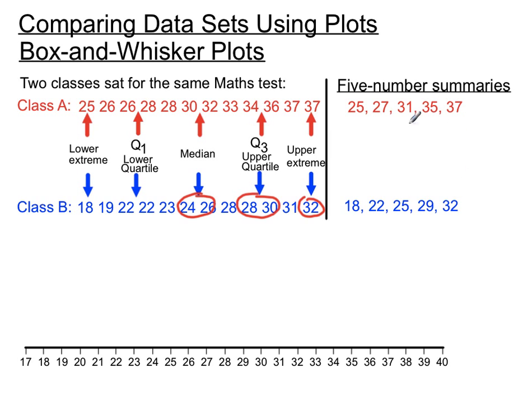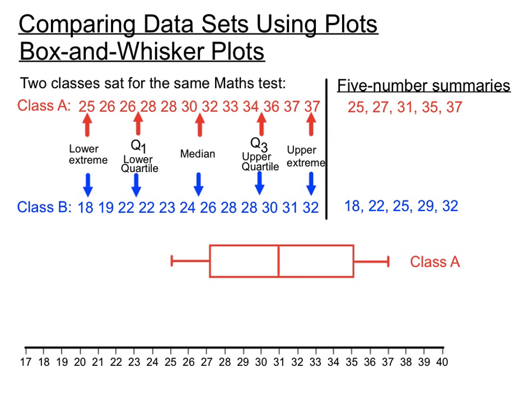So once we've got those 5-figure summaries, those are the numbers that go on our box and whisker plots, and if we carefully put Class A onto our grid here, and Class B, we can do some comparing quite nicely. Now we have a look at the lowest score we've got is 18, and the highest score between the two classes is 37, so we want a grid that will take into account all those numbers.